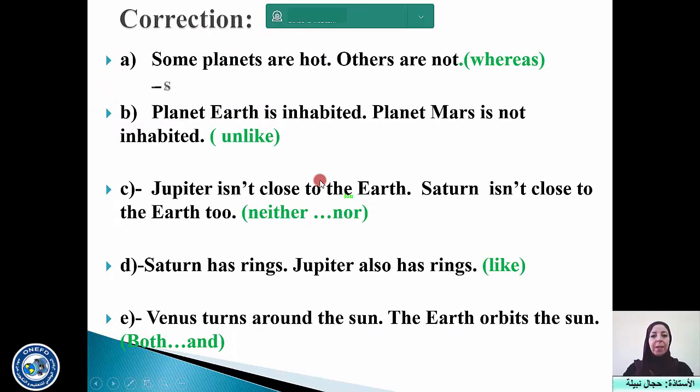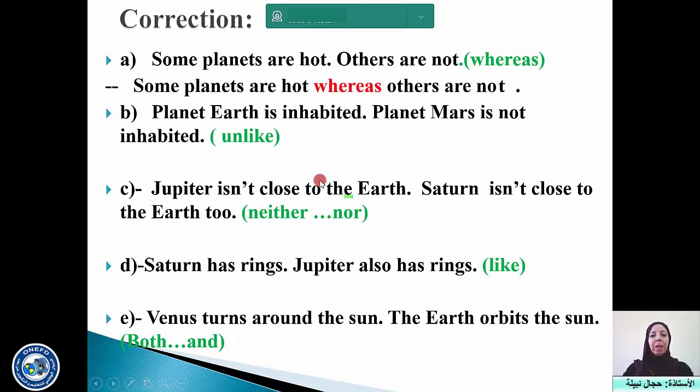For the first sentence, we simply put whereas in the middle of the sentence. Okay, whereas is one of the connectors that cannot be put in the beginning. You put it in the middle. So you say, some planets are hot, whereas others are not. You see, very simple. Whereas can be replaced by however, for example, it can be replaced by while.